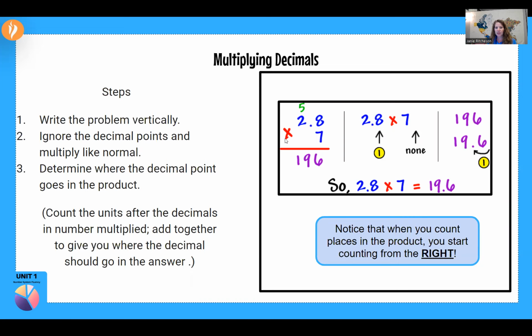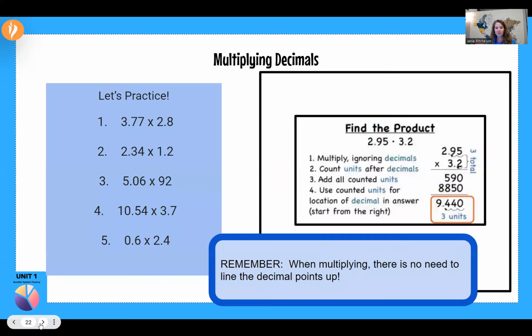So on this first one, you go up here to the math problem and see how many total digits are sitting behind a decimal. Well, there's only one. So in your answer, that means you need exactly one digit sitting behind the decimal. So we would bring our decimal up between the 9 and the 6. And our answer is correct.